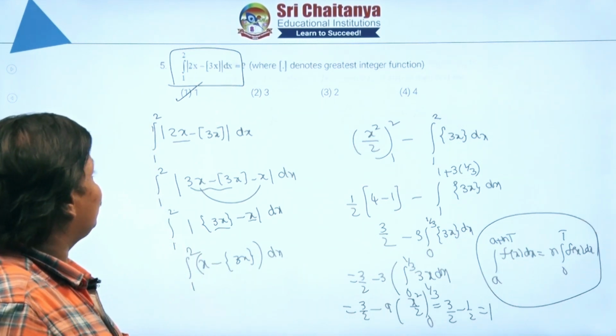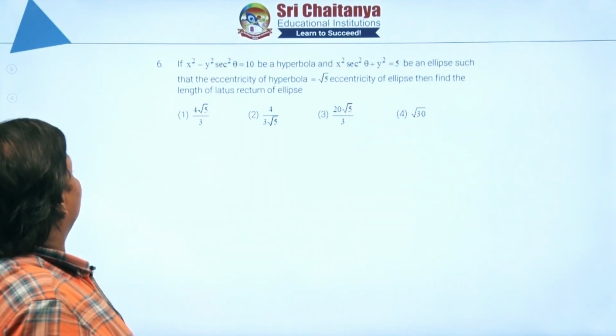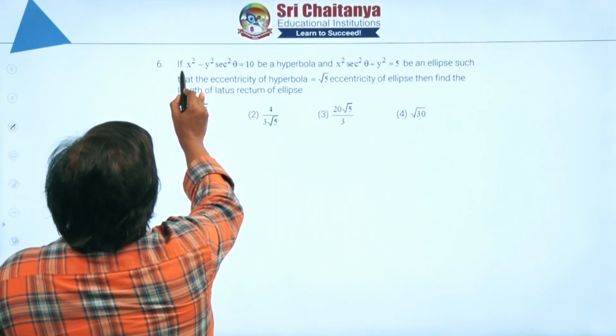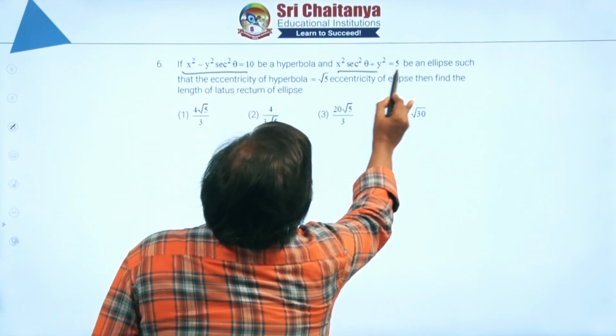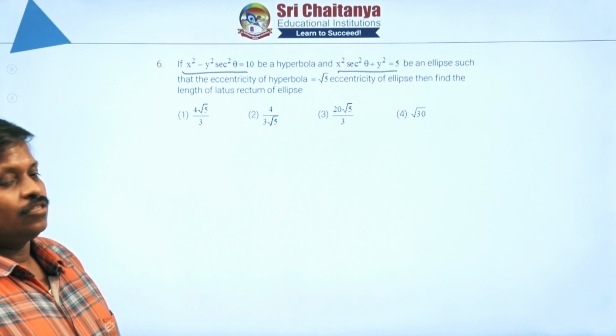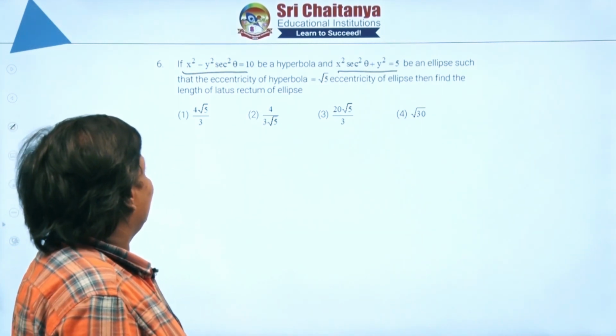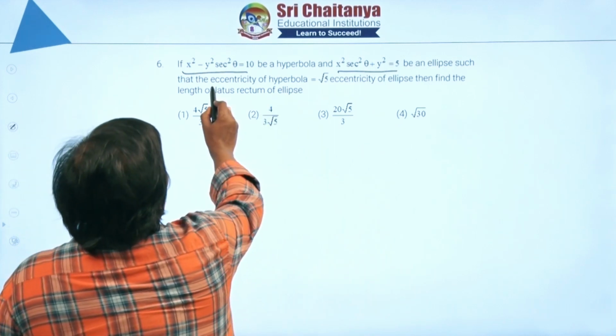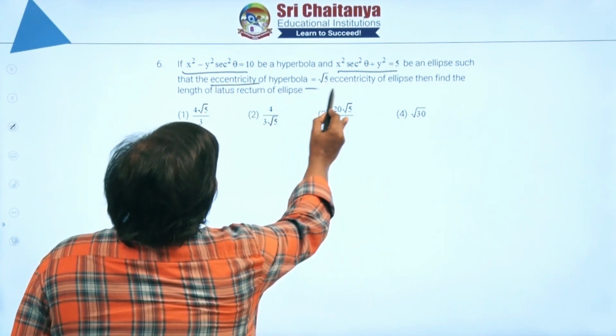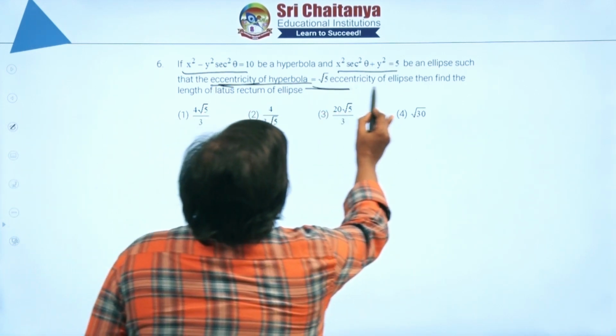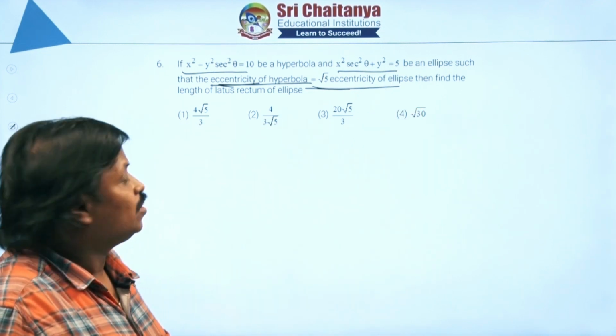So let us see the next question, the sixth question. This question came from a combination of hyperbola and ellipse. Compulsorily you will get a question from hyperbola and ellipse. A very basic question, plus 2 level. They asked for eccentricity, and he gave the relation between the eccentricity of the hyperbola and the ellipse.